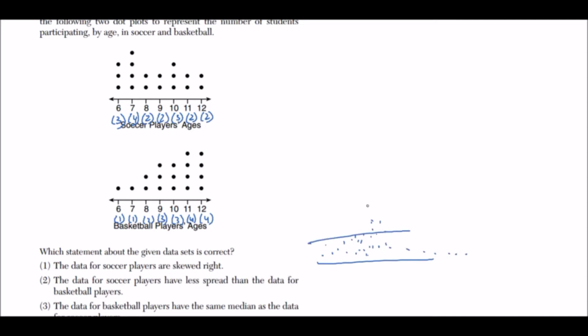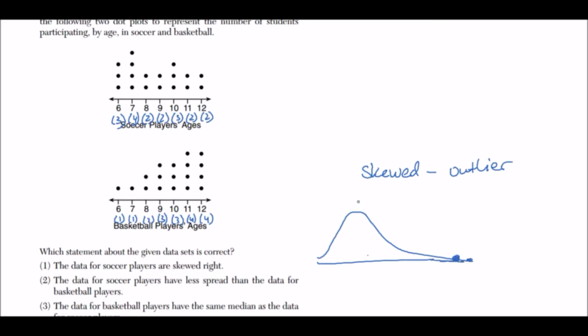If we were to draw that as a curve, it would look something like this. We would have a lot of values here, and then just some extreme values here. So when we see the word skewed, that means there's an outlier in the direction of the skew. And there really aren't any outliers here, way outside of where we would expect the values to lie. So number 1 is not correct.